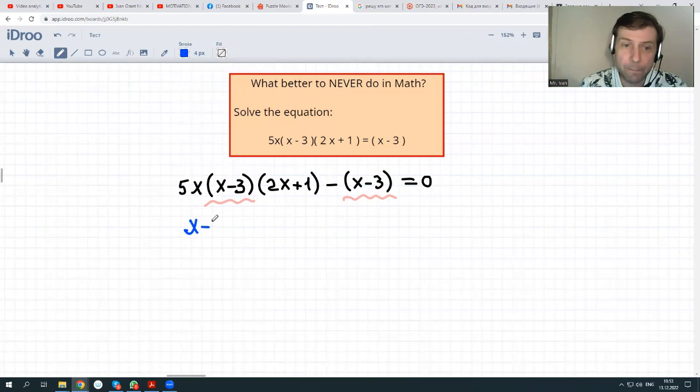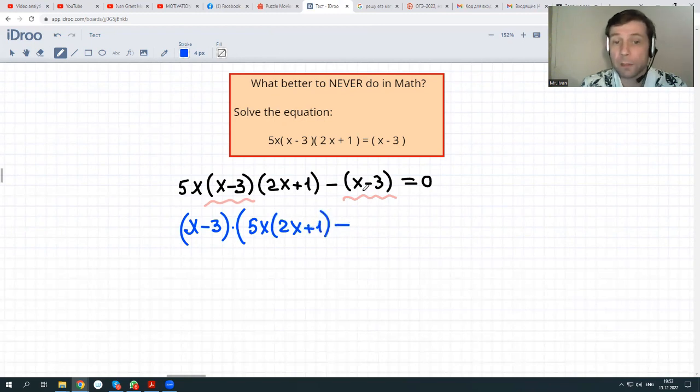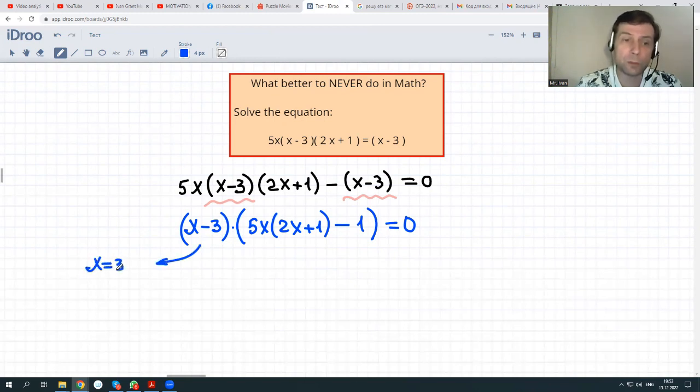(x minus 3) times the parentheses 5x times (2x plus 1) minus 1, because x minus 3 is already factored out, equals 0. That's basically it. Now we have just two choices. Either x minus 3 is equal to 0, and see, yeah, it has a root. x equals 3 is a root of this equation. It's the first root.